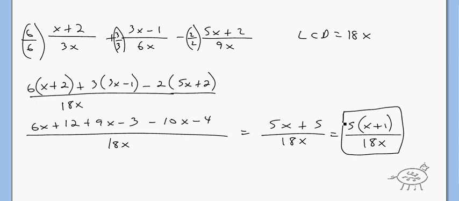All right? So I hope you guys learned something here, but that's what you need to do for all these problems. You've got to find the LCD and then multiply it out. Okay? And so you can combine your numerators over the common denominator and you're good to go.